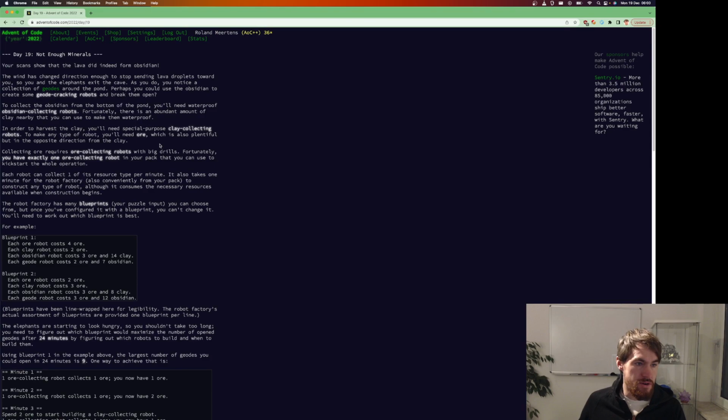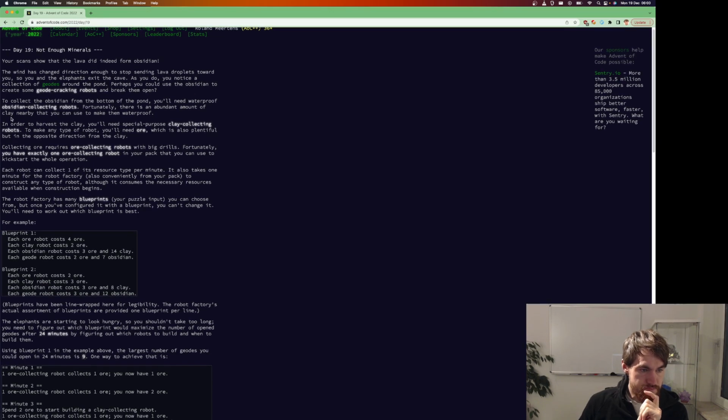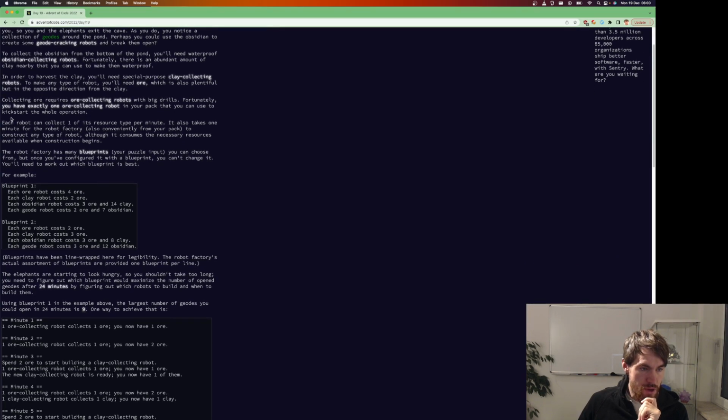Today we don't have enough minerals. Your scans show that lava did indeed form obsidian. Okay, so we exit the cave with the elephants. We have geodes around the pond. Can we use obsidian to create some geode cracking robots and break them open? We need waterproof obsidian collecting robots. That's good, we can make the robots waterproof. We need special purpose clay collection robots. We need ore, which is also plentiful. Collecting one ore requires ore collecting robots.